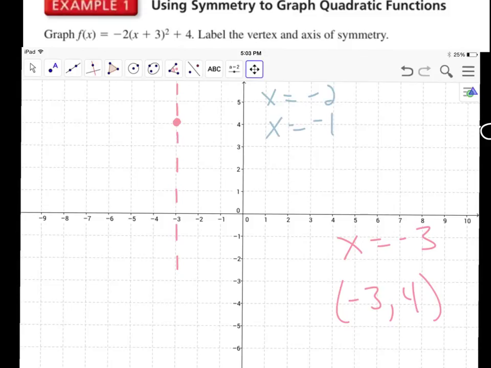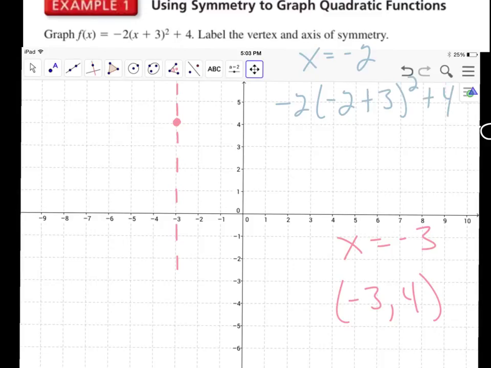Now all you have to do is take those two values, evaluate them, and plug them back into your original. So I'm going to do that for x equals -2 right now. We'll say x equals -2, so all I'm going to do is plug it into my equation. -2 is my x value, and plug it in.